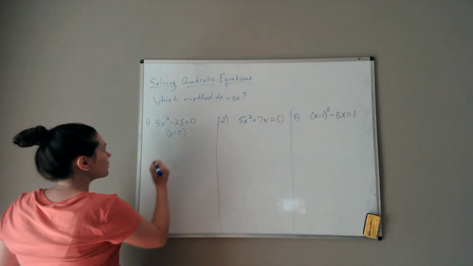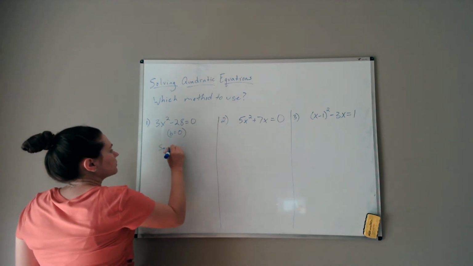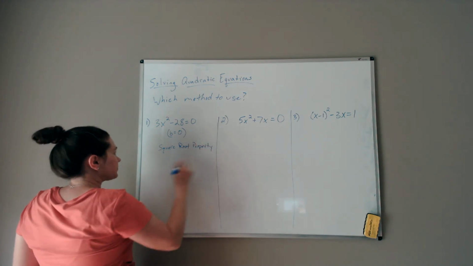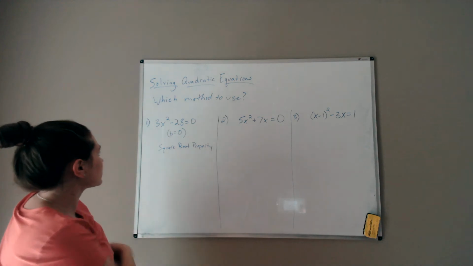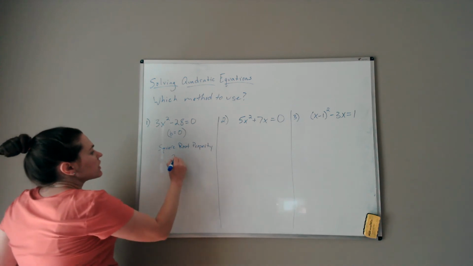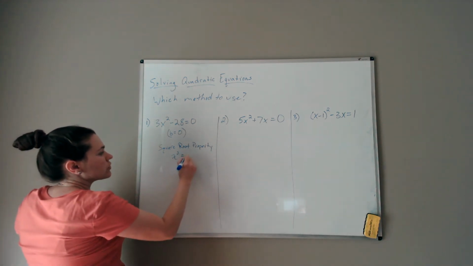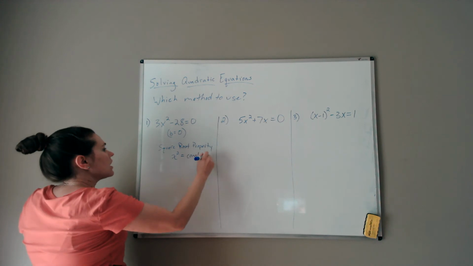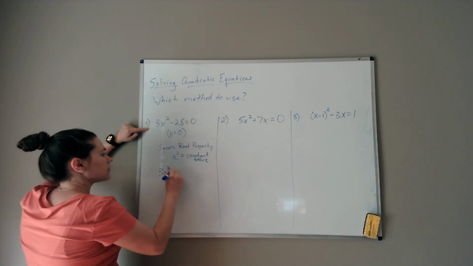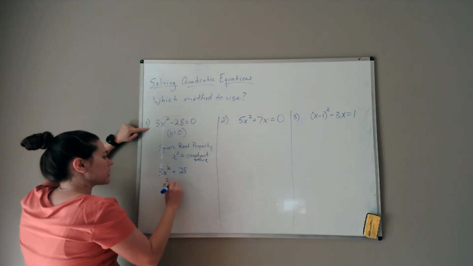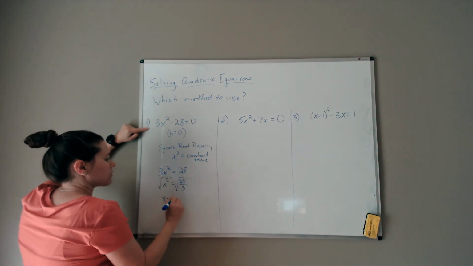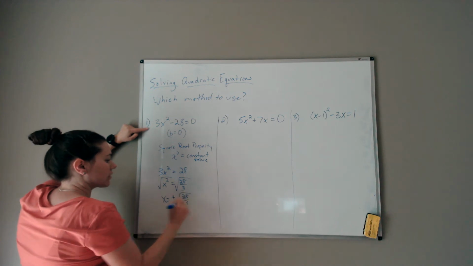What I would do is use a square root. Take the square root. If you only have x squared and you don't have a linear term, bx, that means you can get x squared by itself set equal to a constant value. That's when you're allowed to use the square root property. So here I would add 28 to both sides, divide both sides by 3, and take the square root. That would give me plus or minus the square root of 28/3.